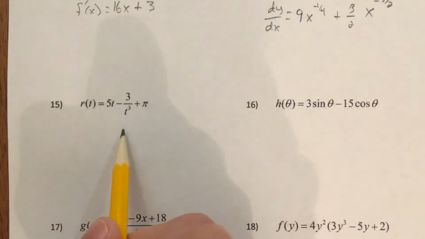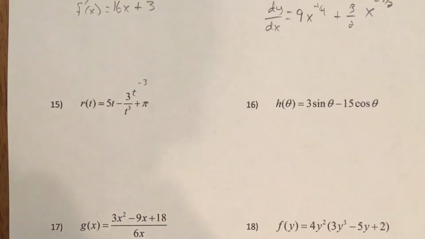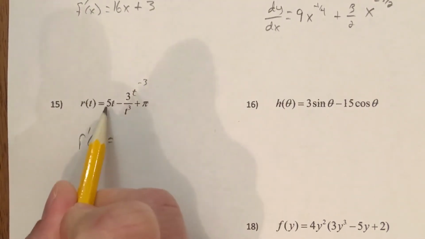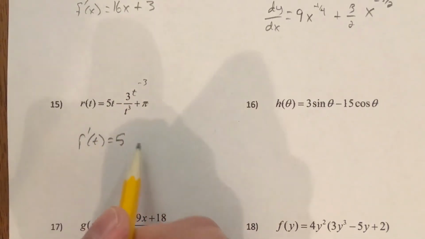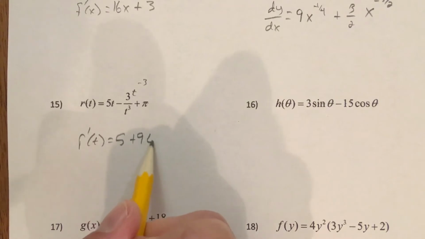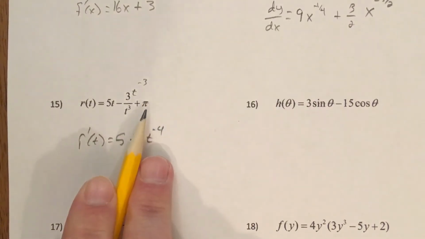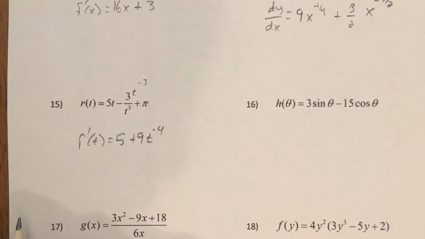This one, again, requires a little bit of a rewrite. Bring the t up. It's going to be t to the negative 3 there. And so now if I go r prime of t, the derivative of 5t is 5. And then negative 3 times negative 3 would be a positive 9, t to the negative 4th. Okay. Pi is a number, so the derivative of a number is 0, so that goes away.